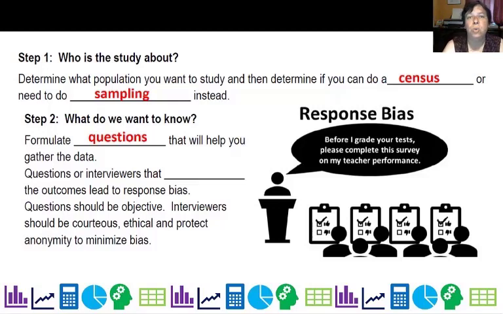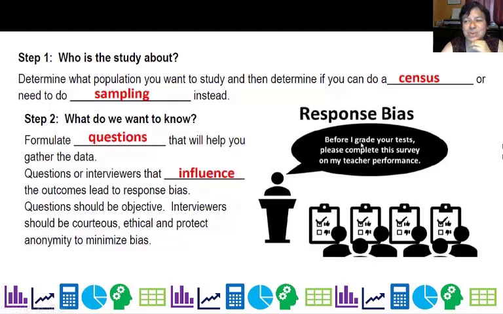Remember that the questions won't always be just like what your result for the study is. So for example, for the percentage of people who have internet access, you would be asking instead, do you have internet access? Not what percentage of you have internet access. Now, questions or interviews that influence the outcomes can lead to bias.